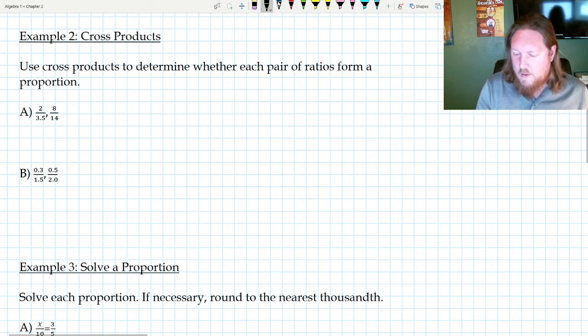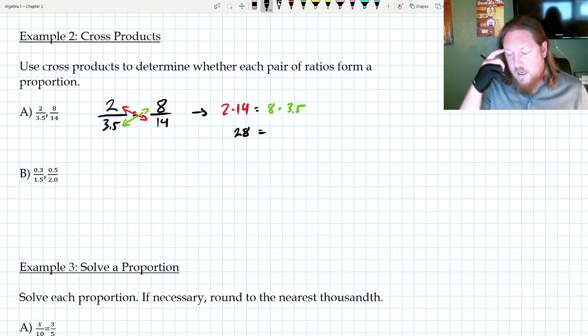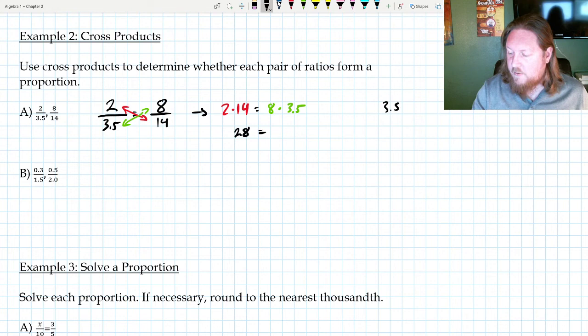So, 2 over 3.5 equals 8 over 14. Now, we're going to do the cross product, so we multiply the extremes, 2 and 14, and then we multiply the means, 8 times 3.5. Now, 2 times 14 you could probably do in your head. That's 28. 8 times 3.5, you might have to do that one by hand or use a calculator, but let's go ahead and multiply it out here.